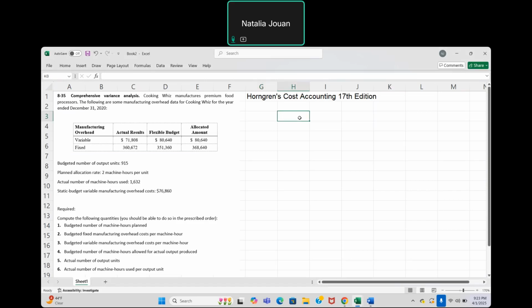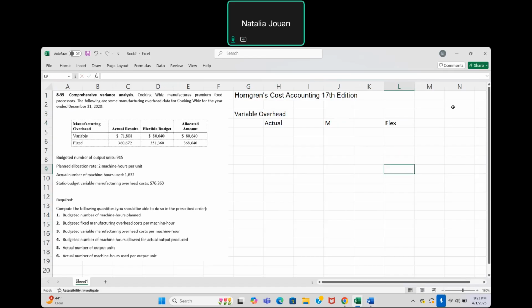We're going to start with the variable chart. So let's label this variable overhead. We're going to have an actual column, a middle column, which is the flexible budget, and let's make this a tiny bit smaller so we can fit the static here. We're not going to need it, but we're going to bring the standards from the static.